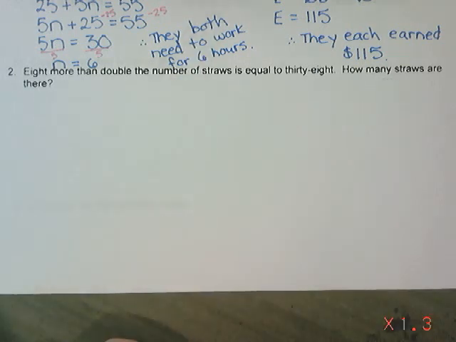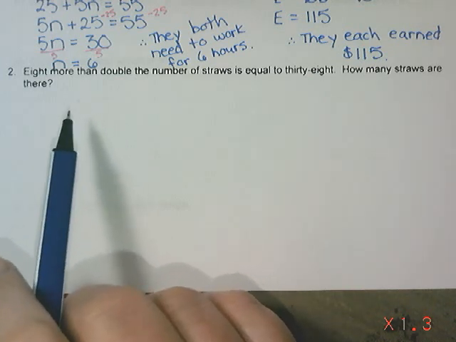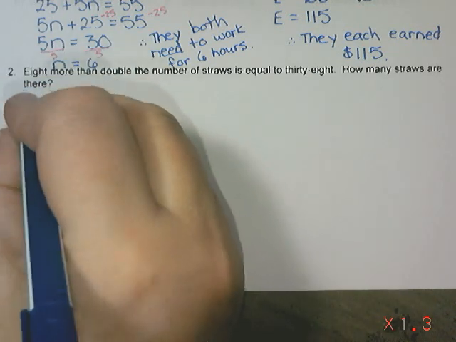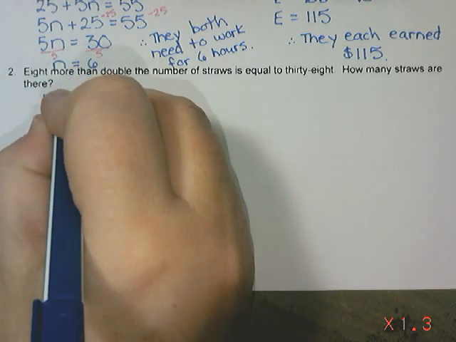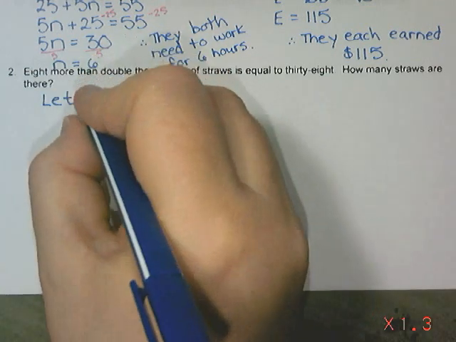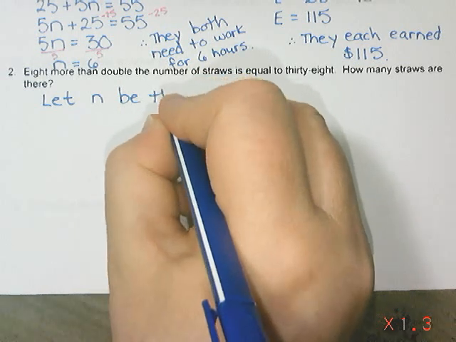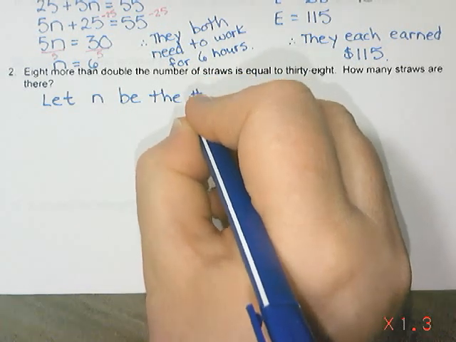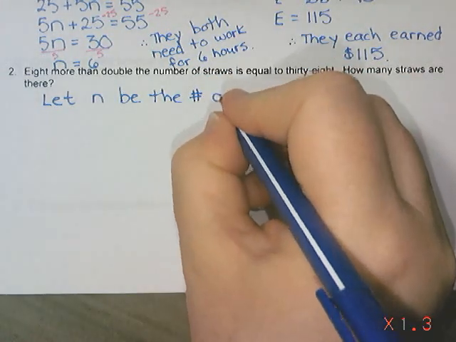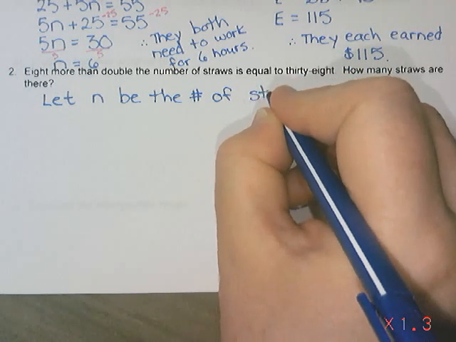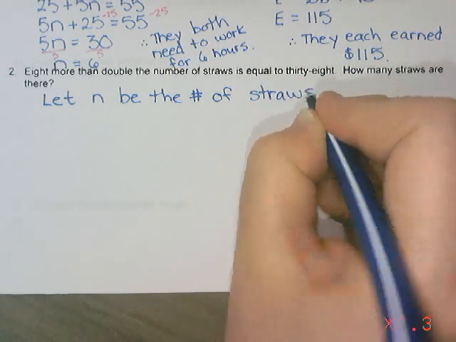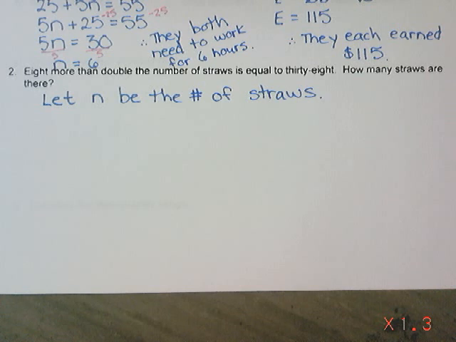So I could let S be the number of straws. I could let N be the number of straws. I could let X be the number of straws. It really doesn't matter. So I think I'm going to do N be the number of straws. My S's end up looking like 5s, so I try to stay away from that. All right, so we're going to let N be the number of straws.